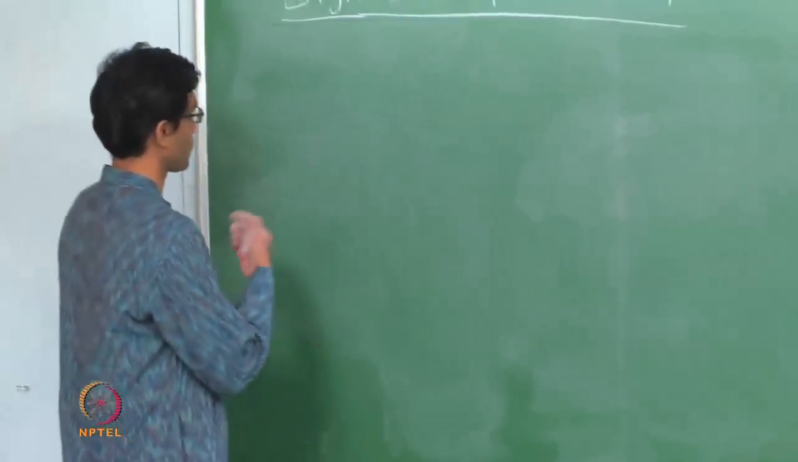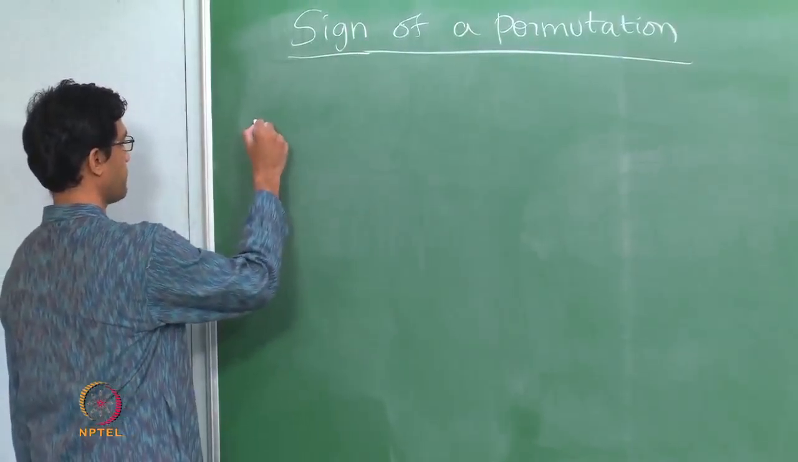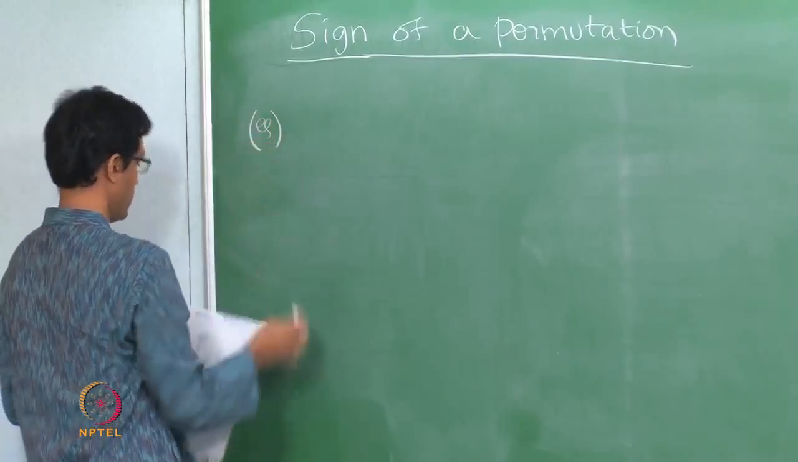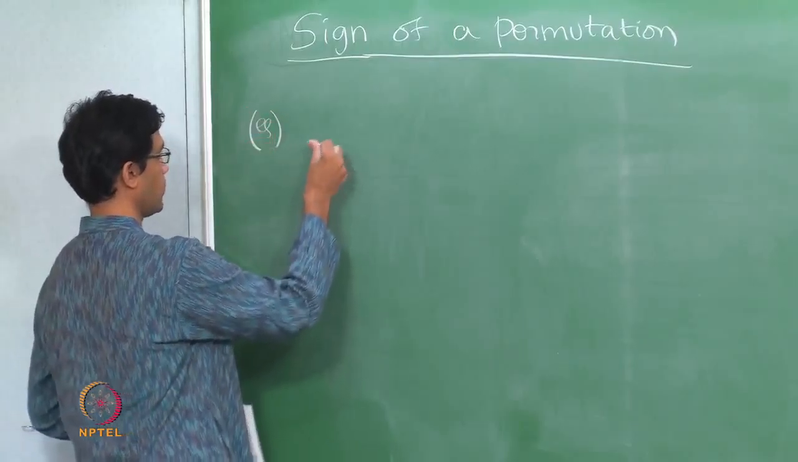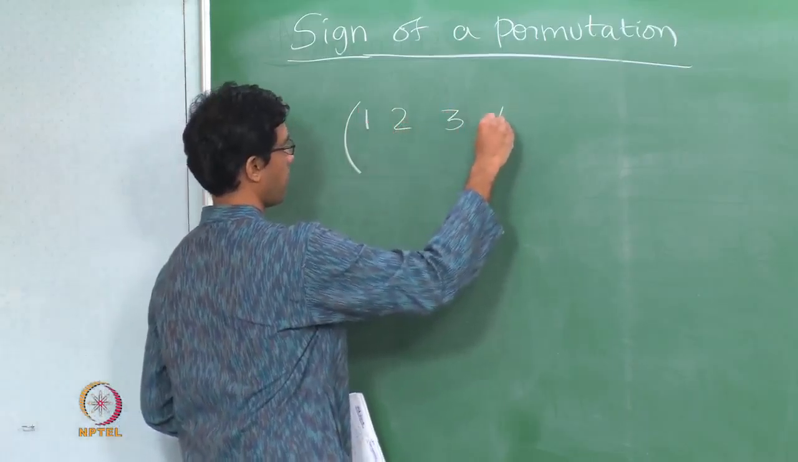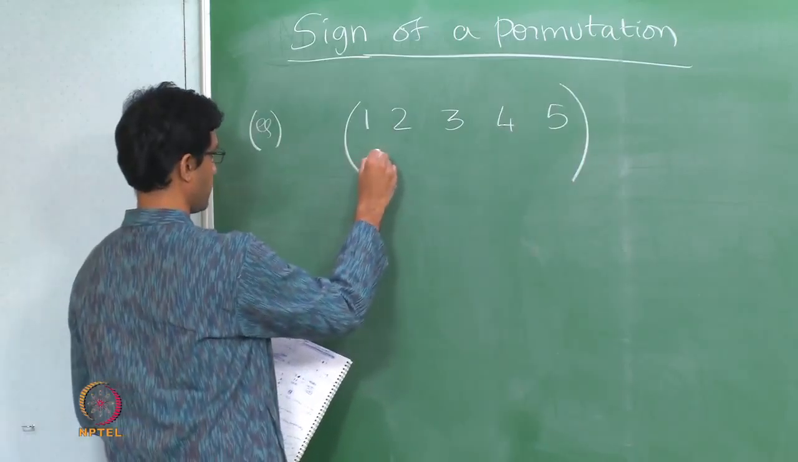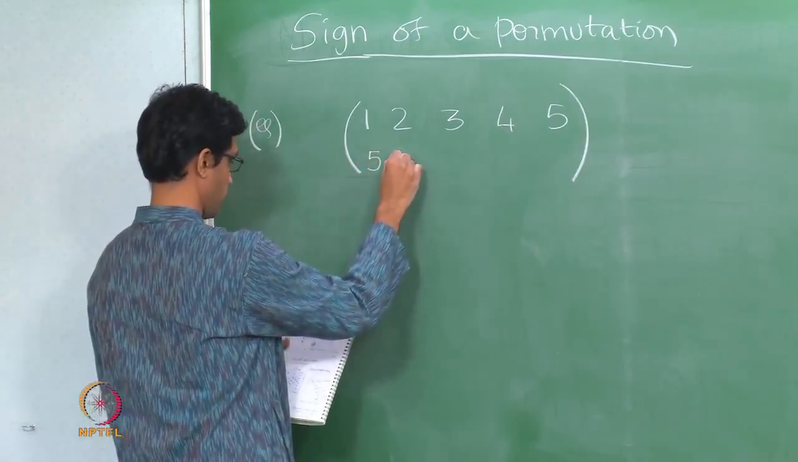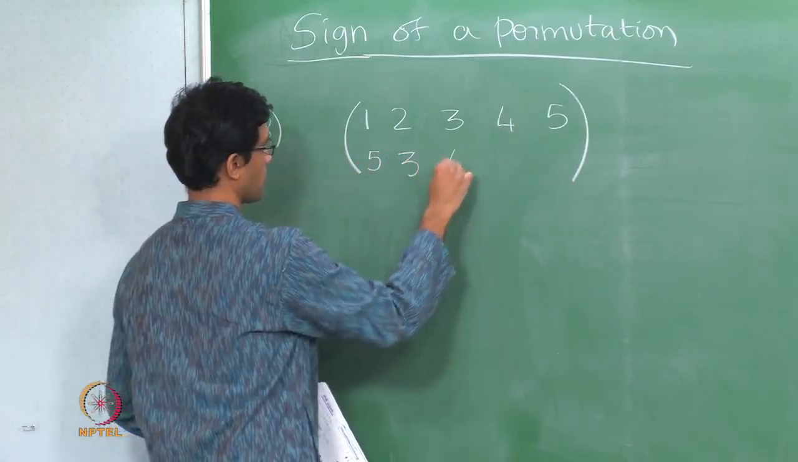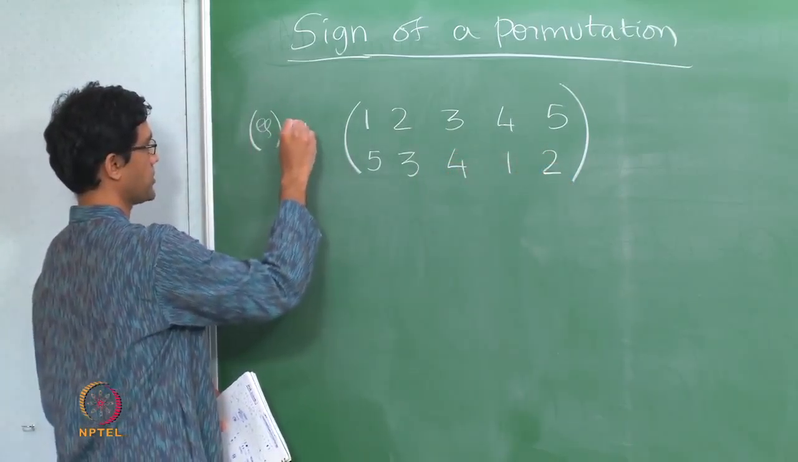Welcome back. So what I want to talk about today is the notion of a sign of a permutation. Again, we will do this by example. Let us look at the following permutation written out in two line notation. Now I look at the numbers 1 through 5, and here is the permutation, which is 5 3 4 1 2. Let us call this permutation pi.